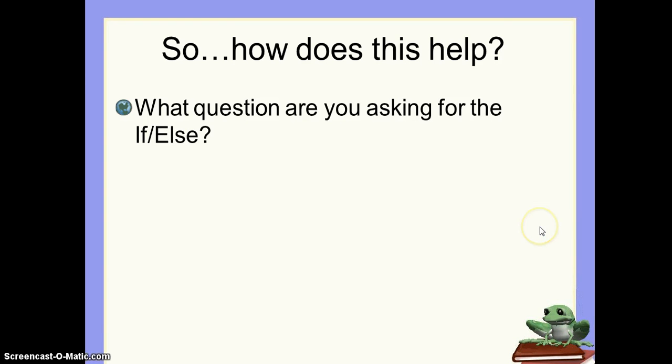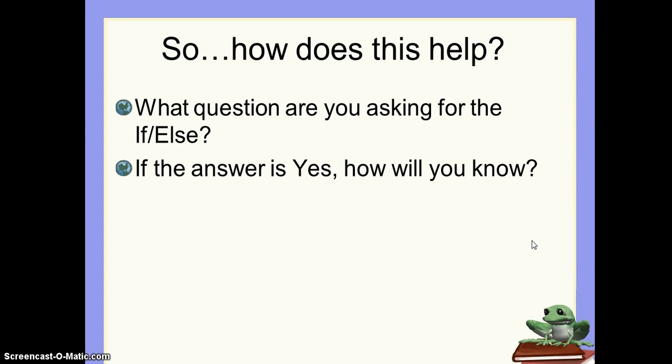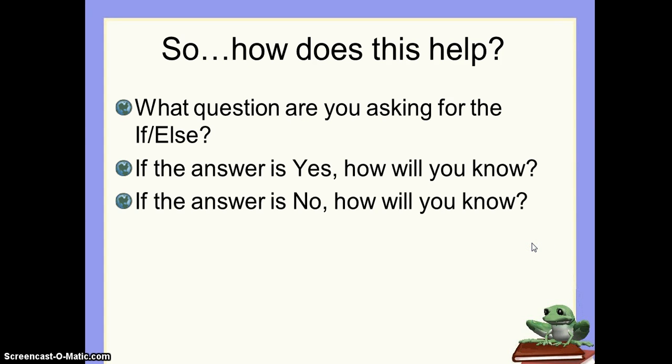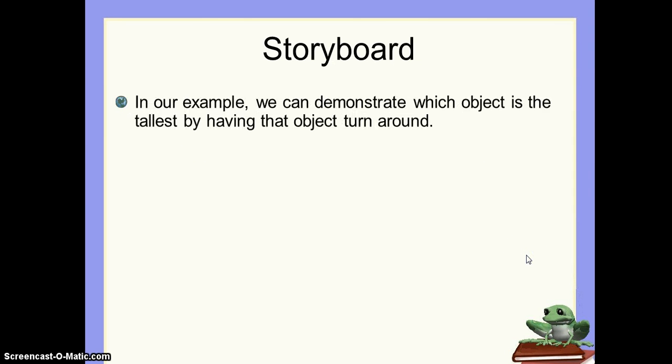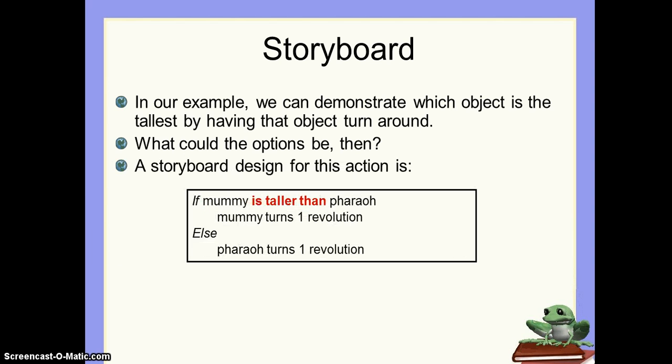Well, I've already asked you your question. Which one's taller? Is the mummy taller than the pharaoh? And if the answer is yes, how will you know? And if the answer is no, how will you know? Well, let me show you. How about this? Whoever's tallest is going to turn around. We'll just do one quick rotation around itself. So how could we storyboard that? Well, how about this? If the mummy is taller, then the mummy turns one revolution, else the pharaoh turns one revolution. And in fact, that goes right back to this: which object is the tallest? You have the tallest object turn around.